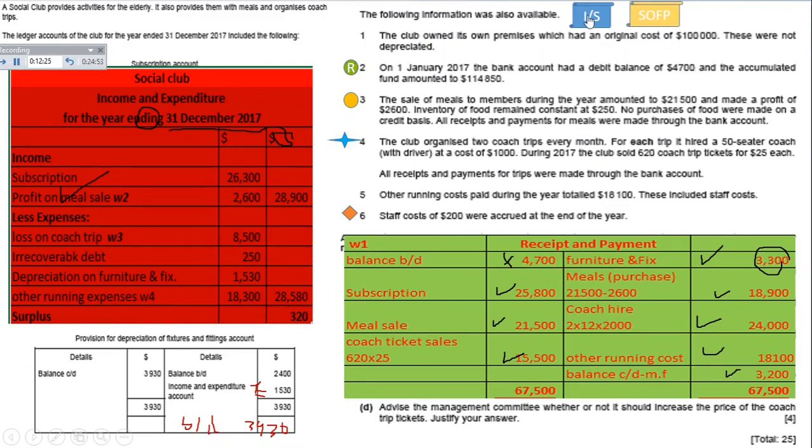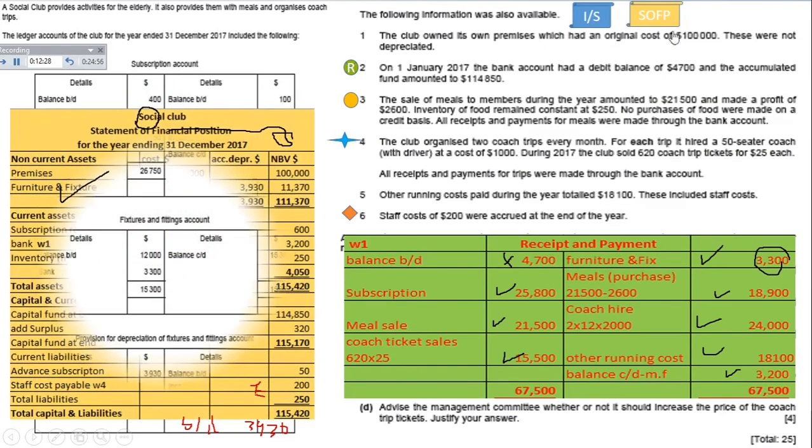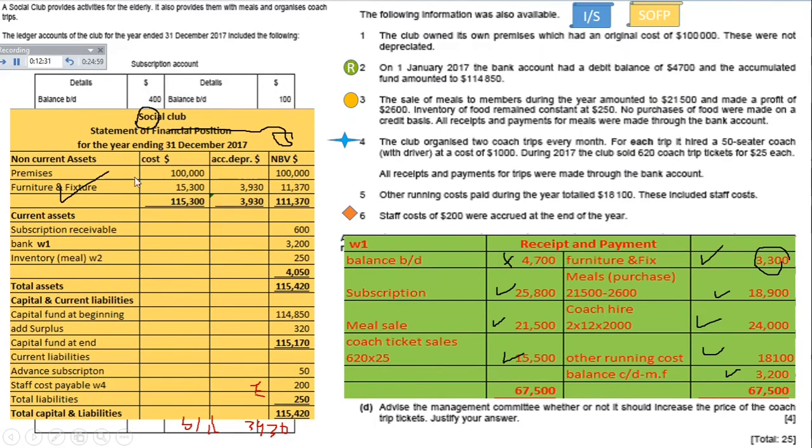That's your income statement. Then for the statement of financial position, I don't think there's anything new out here. Since there's accumulated depreciation, we have presented it this way: original cost, accumulated depreciation, net book value. This I think you have understood. Then current assets we have got from all the list. Total of current assets is 4050. So if you add 4050 plus 111370, you get your total assets 115420. Then under capital and liabilities, capital fund at beginning we have 114850. This is given here. You put this, add surplus 220, and it comes to 115170.